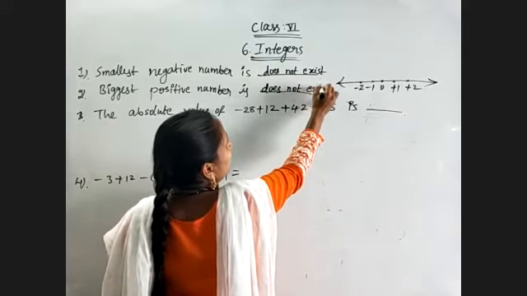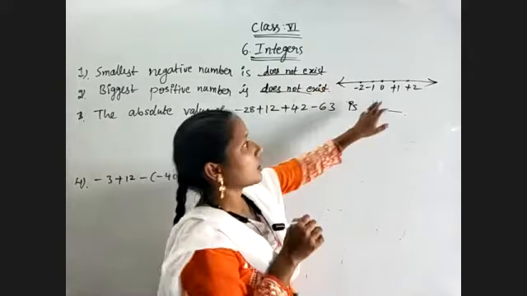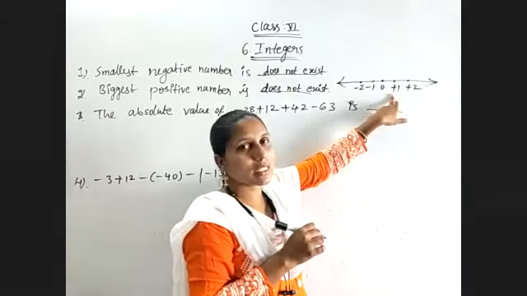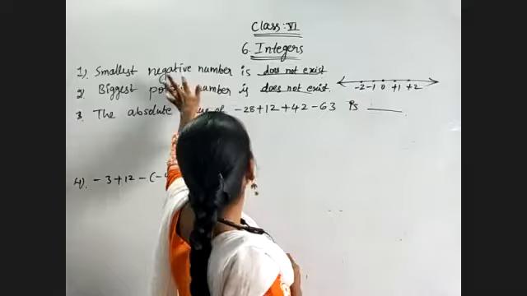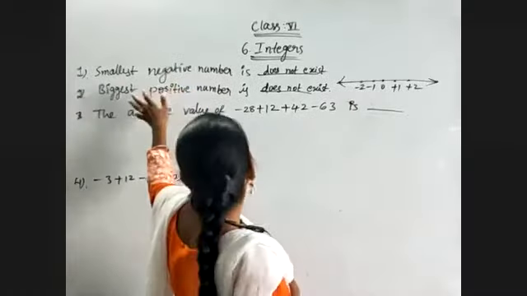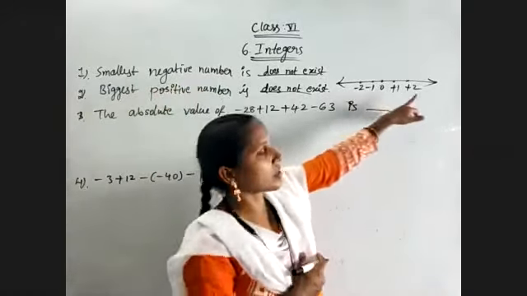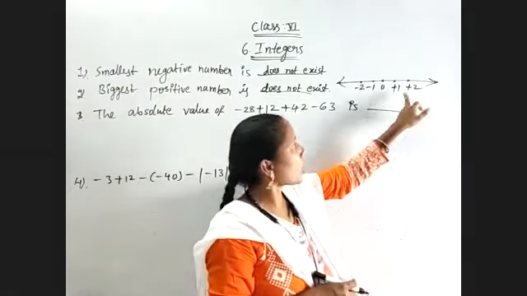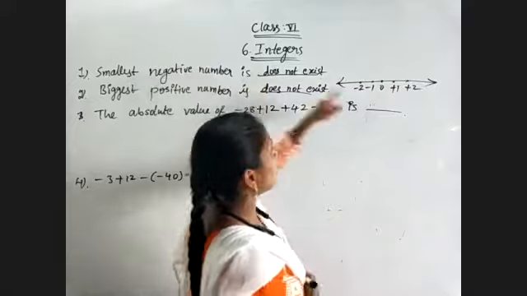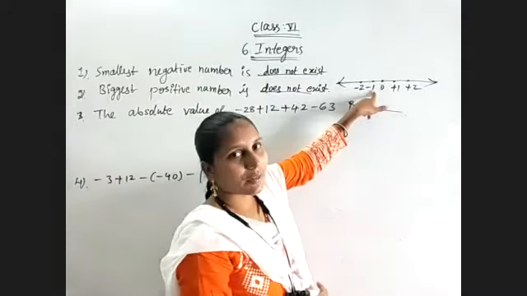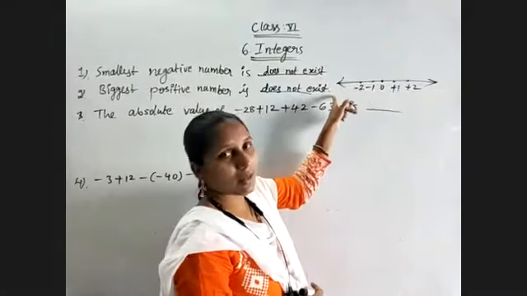But in the case of types of integers, the smallest positive integer is plus 1, but they did not mention the smallest positive integer here. They are telling the biggest positive number, which is not there. The smallest positive number is plus 1, and the biggest negative number is minus 1; the smallest negative number is not there.